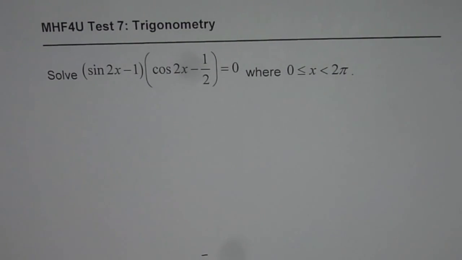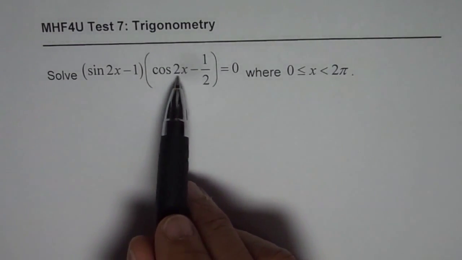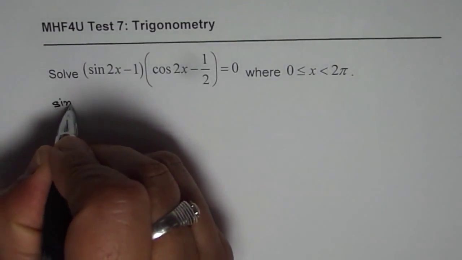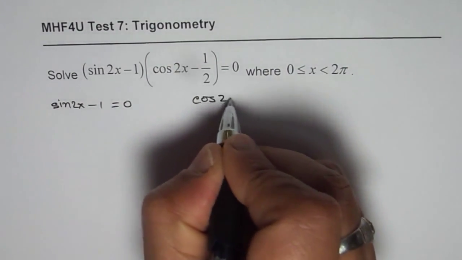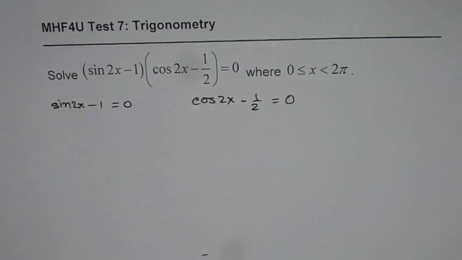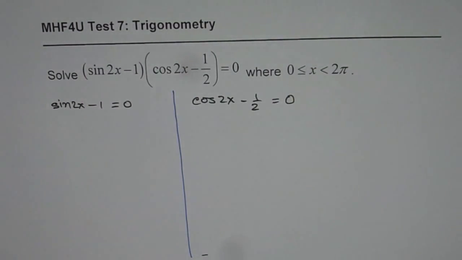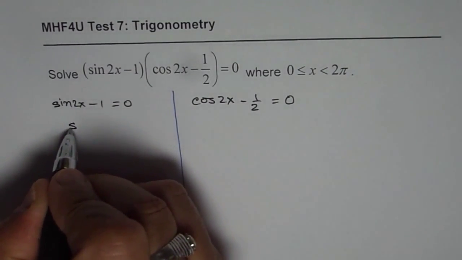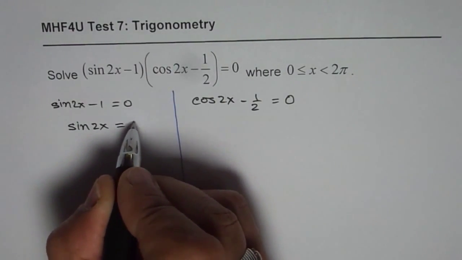Now in this question we are already given the factored form. So when we say (sin 2x minus 1) times (cos 2x minus half) is 0, that means the solutions could be sin 2x minus 1 equals 0 or cos 2x minus half equals 0, right? Both will give us a set of solutions which we can include in our answer, correct? So that is how we need to solve it. Now sin 2x minus 1 equals 0 means sin 2x equals 1.